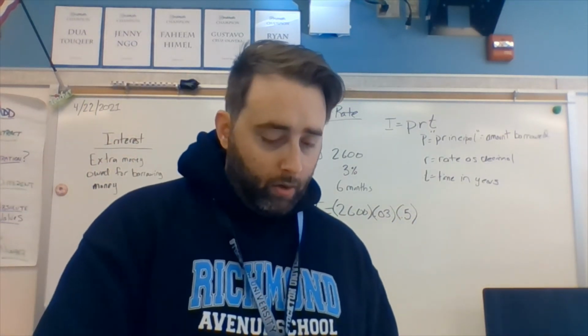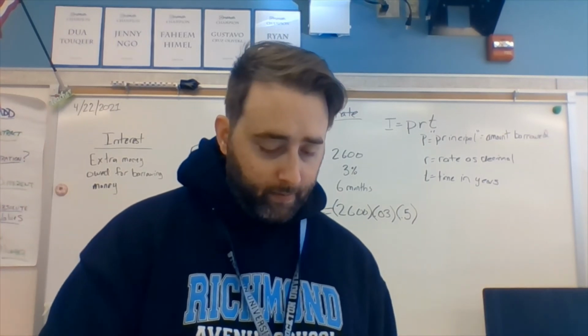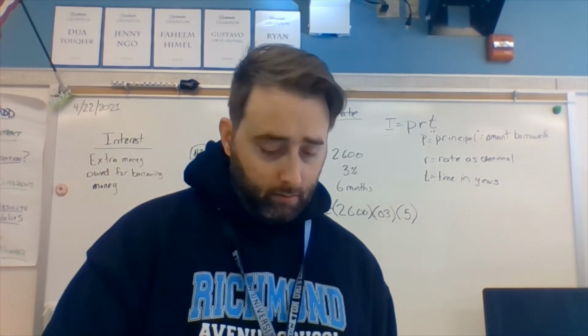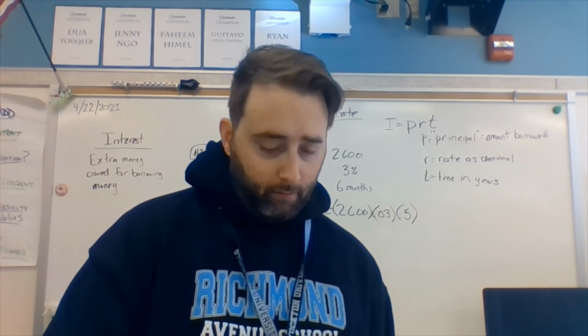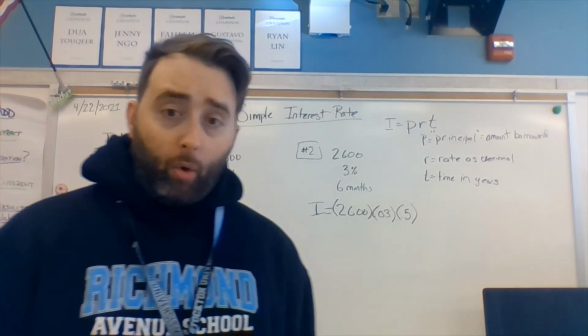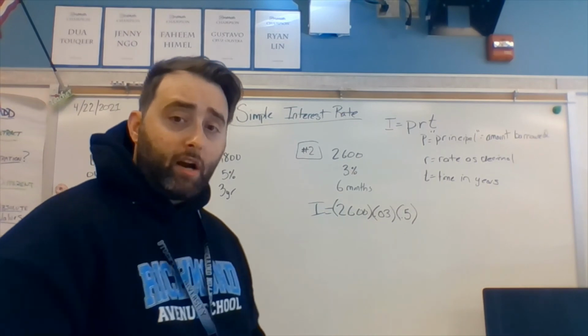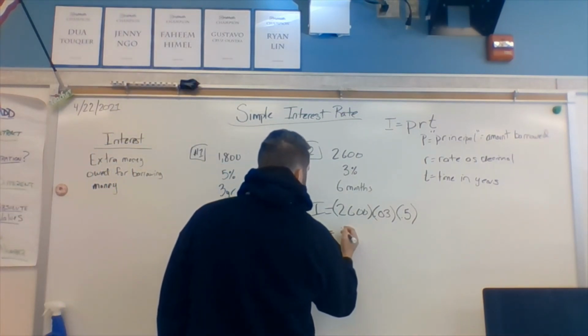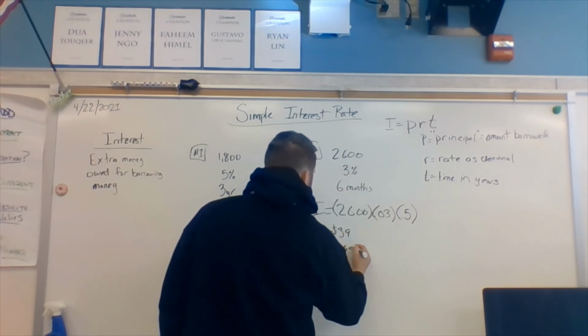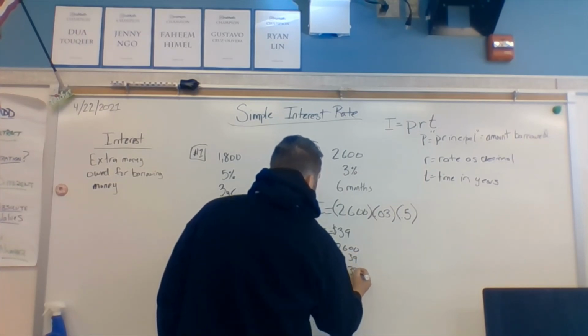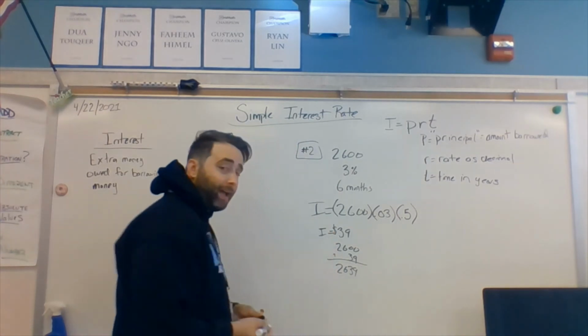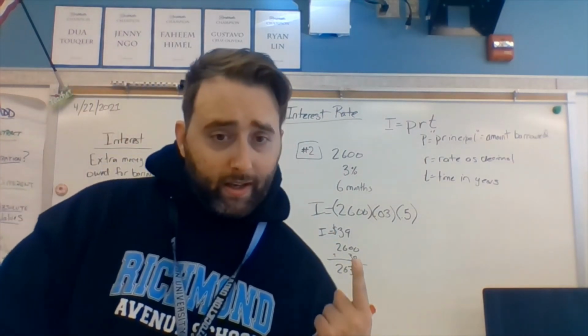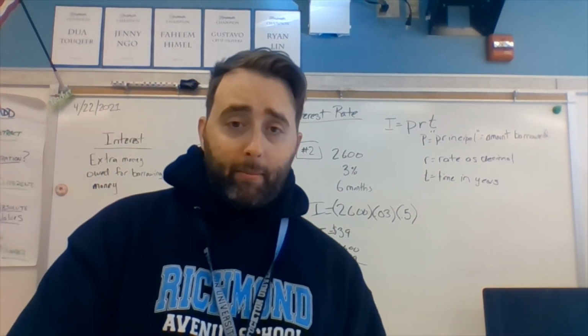So let's go. Here we go. And then after that, it's just multiplication. 2,600 times 0.03 times 0.5. I'm going to end up owing an additional $39. Not terrible for what I owed, and it is a quick turnaround. So by the end of it, I'm going to end up having to pay back $2,639. It's the total amount I'm going to have to pay back by the end of it.